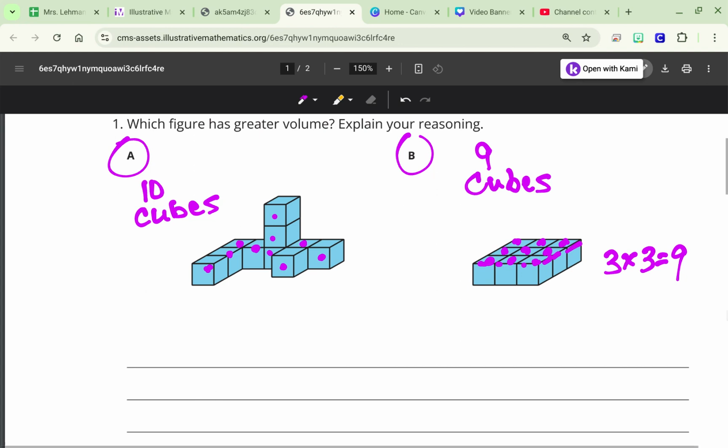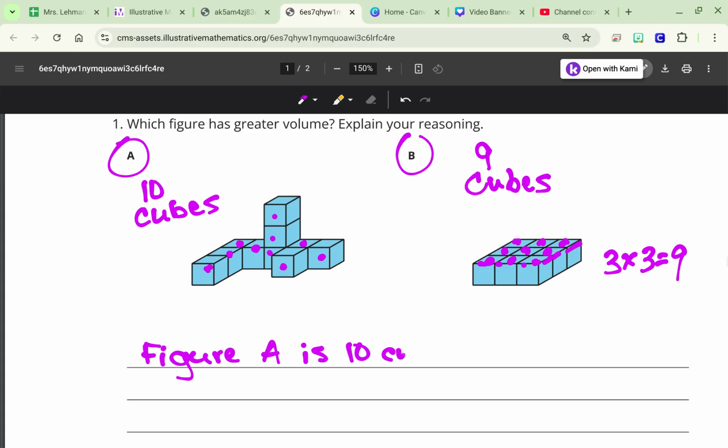So that tells us exactly what we need to know to say which one has the greater volume. Because remember, we weren't looking for what is the volume of A and B. We were looking for which one has a greater volume. So let's write out our answer down below. We're going to say that figure A is 10 cubes, and figure B is only 9.